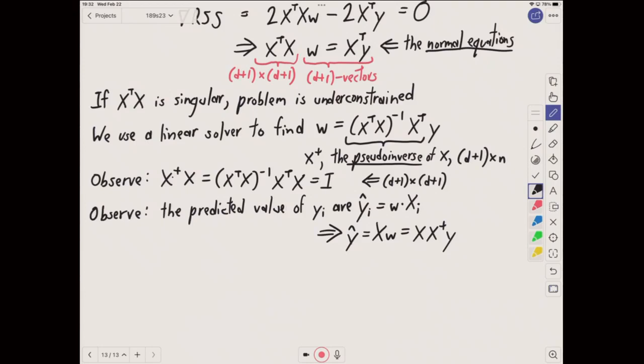So what this shows is that there's a linear relationship between the labels that you're given and the predictions that are made at the end. And the linear transformation, x times the pseudo-inverse, is sometimes just written h. And by the way, this is an n by n matrix. And h has a name, and statisticians call it the hat matrix.